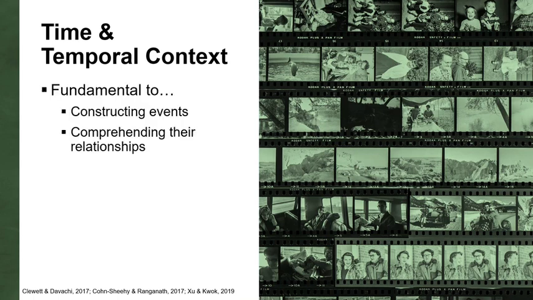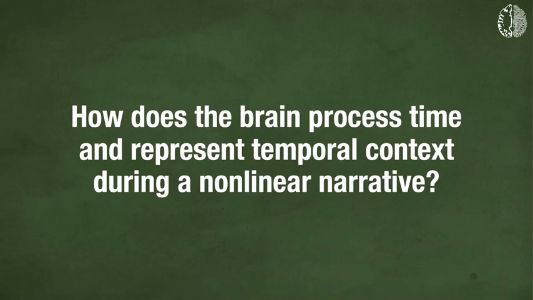Previous research shows that information about time and temporal context is particularly important for how we construct discrete events, how we understand the relationship between events, and also how we remember and recall events later. With all of this in mind, we ask the question: how does the brain process time and represent temporal context while consuming a narrative that intentionally manipulates time, or a nonlinear narrative?